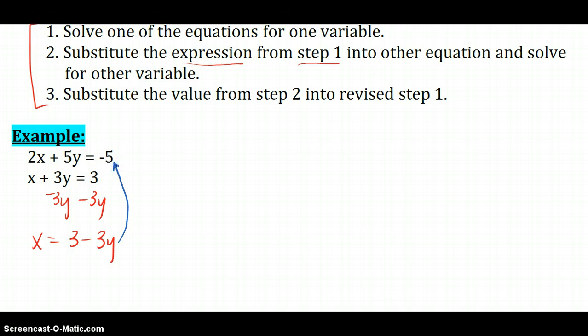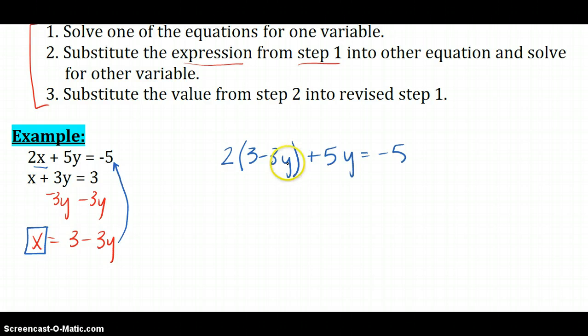So now I take this expression and I'm going to substitute it into the equation that I haven't solved for. And I'm going to plug it in for x because x equals this. So I'm going to have 2, and instead of writing my x here, I'm going to plug this in for x. So I'm going to have 3 minus 3y. And then everything else is the same, plus 5y equals negative 5. Now I only have one variable. I just have a y, so I can solve for y.